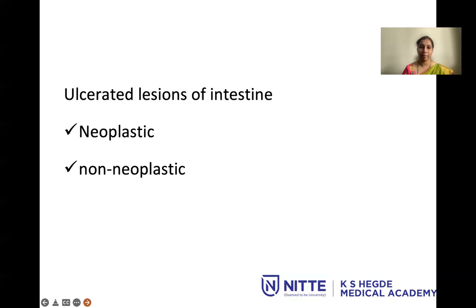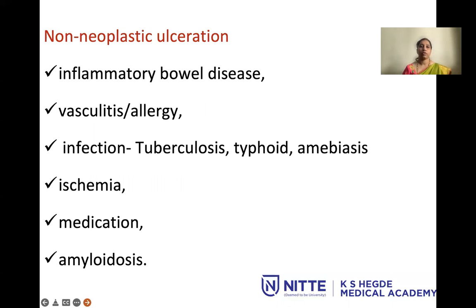Ulcerated lesions can be classified as neoplastic lesions and non-neoplastic lesions. The common causes for non-neoplastic ulcerative lesions are inflammatory bowel disease, which includes ulcerative colitis and Crohn's disease, vasculitis or some allergic disorders, infections, commonly tuberculosis, typhoid or amoebiasis, ischemic bowel disease, medications like NSAIDs, and amyloidosis.